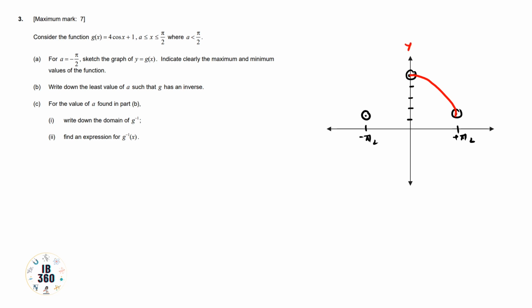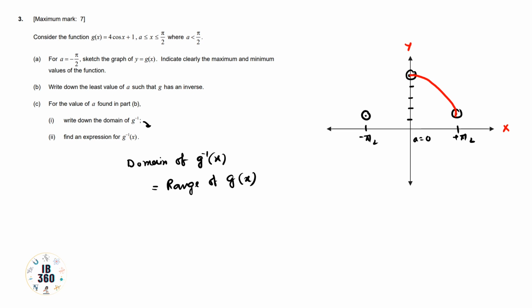As you can see, this is the y value and this is the x value. Now the question is to write down the domain of G inverse. Here a will be 0. As you know, the domain of G inverse x is nothing but the range of G x.